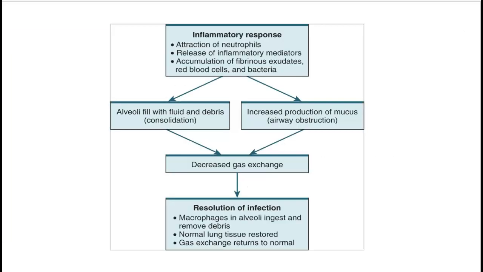So when somebody has pneumonia, there's that inflammatory response where we have that attraction of our neutrophils, those particular white blood cells involved with bacteria. They're going to have release of inflammatory mediators, and an accumulation of fibrous exudates, red blood cells, and bacteria is going to occur. This causes the alveoli to fill with fluid and debris, which is considered a consolidation. It can also increase production of mucus, causing an airway obstruction. Either one of these is going to cause a decrease in gas exchange.